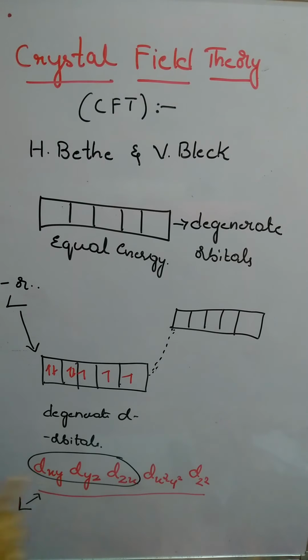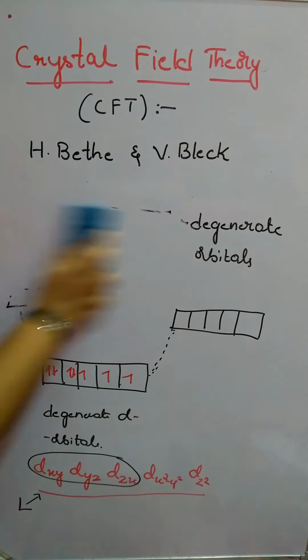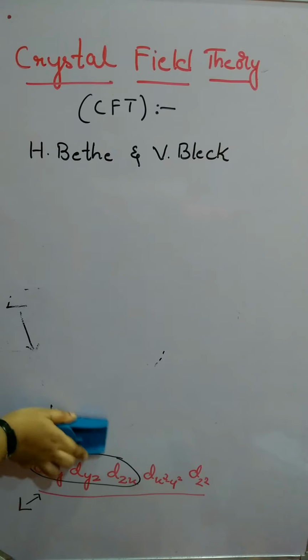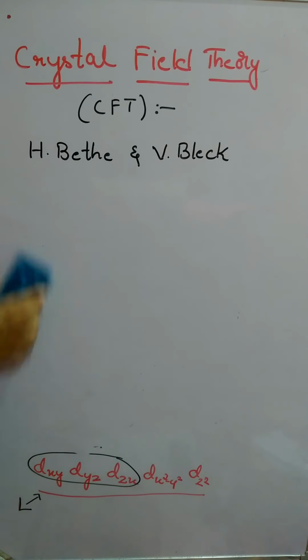So the ligand approaching the d orbital will be experiencing different amounts of repulsion. Why is it experiencing different amounts? This orbital will experience one amount and that orbital will experience a different amount of repulsion. Why it experiences different amounts of repulsion, we shall see. We have already studied the shapes of d orbitals in our earlier class, so once again we'll see that now.